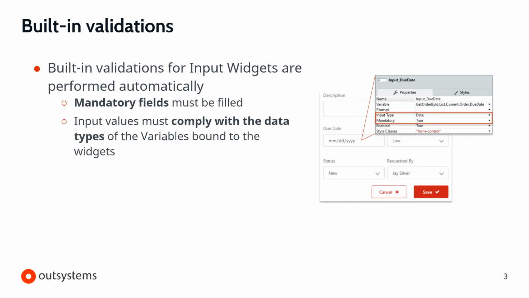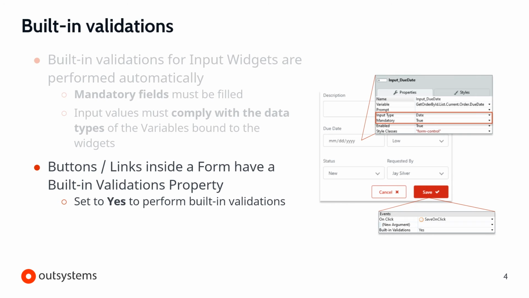Built-in validations for the input widgets are performed automatically and don't require additional logic. There are two types of built-in validations. Mandatory input fields must be filled, and the values submitted to the input fields must comply with the expected data types. Each input field has two properties, input type and mandatory, as we can see on the due date input field. The input type property should have the same data type of the variable bound to the widget, so the value submitted to the input field must comply with that data type. The mandatory property defines if the input field is mandatory or not.